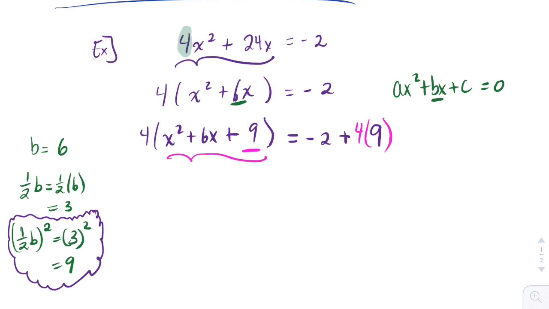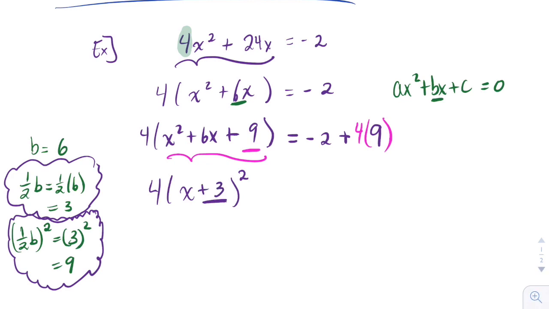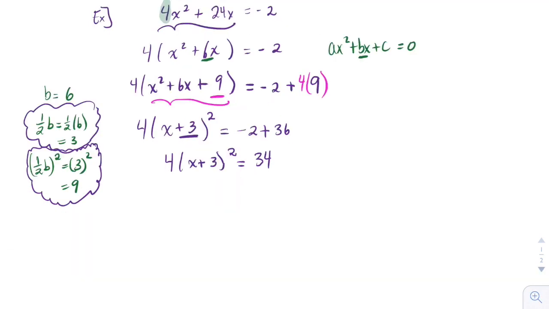Okay, now we want to factor this. You might be able to factor that easily on your own, or we know that we're going to end up with something that looks like x plus or minus something, to the second power, and this something that goes here is always whatever this number is. In this case, we have +3, so this is going to be +3, and that's equal to -2 plus 36. If we simplify a little more, we have 4 times (x plus 3) to the second power equals 34.